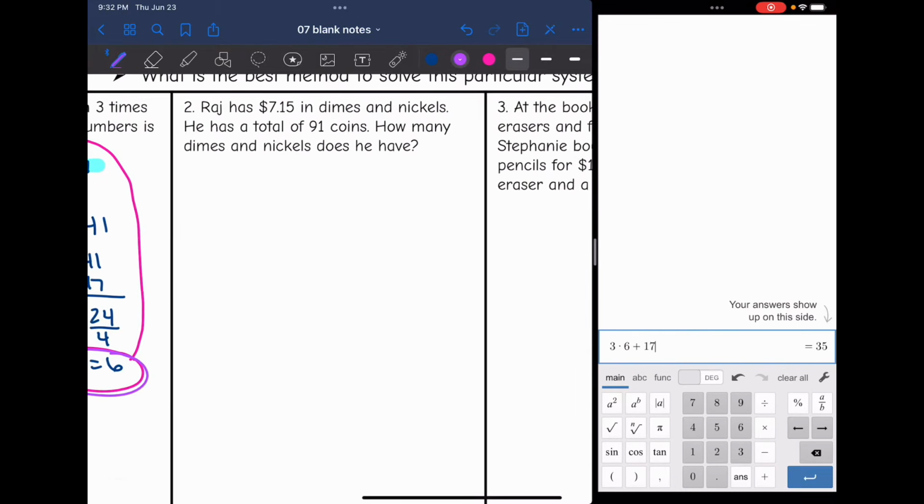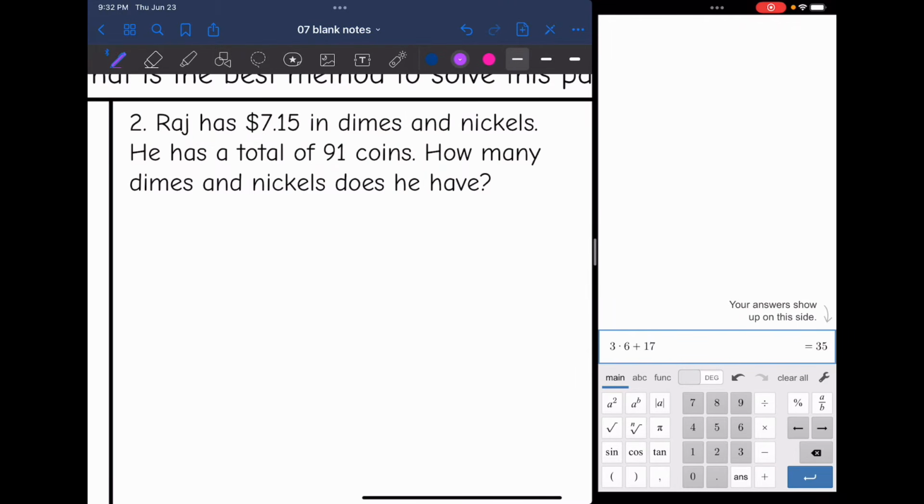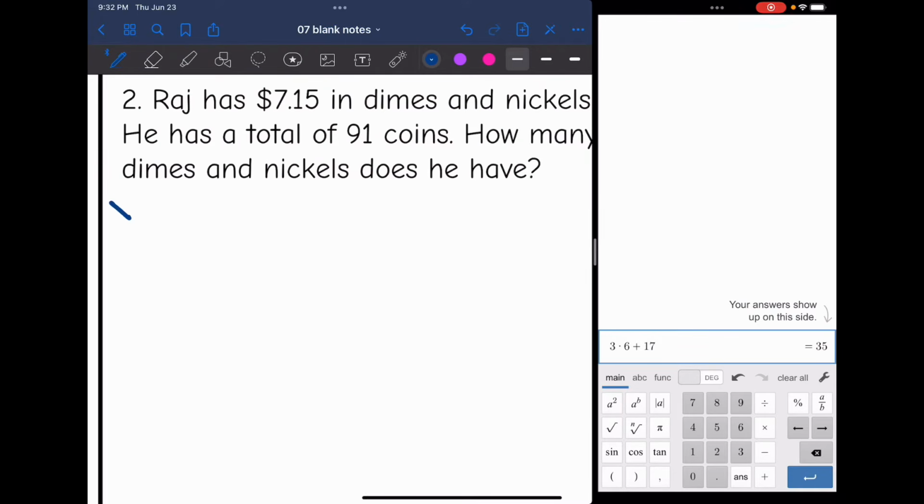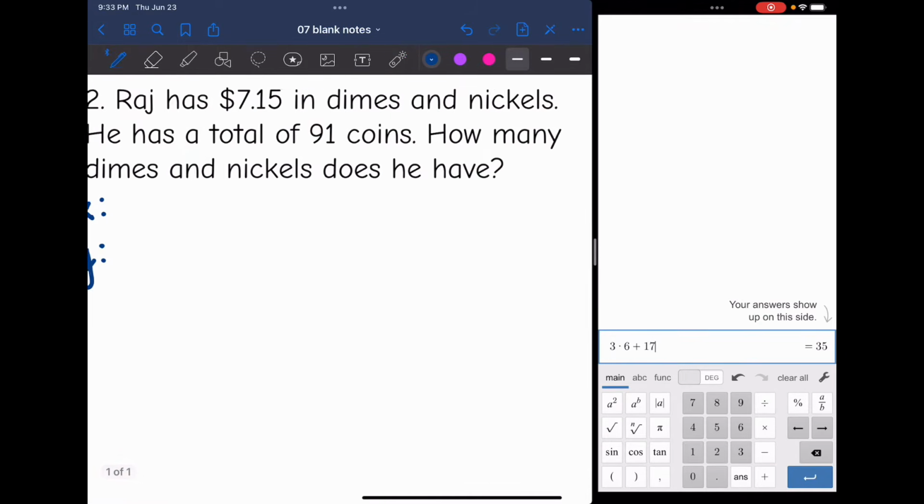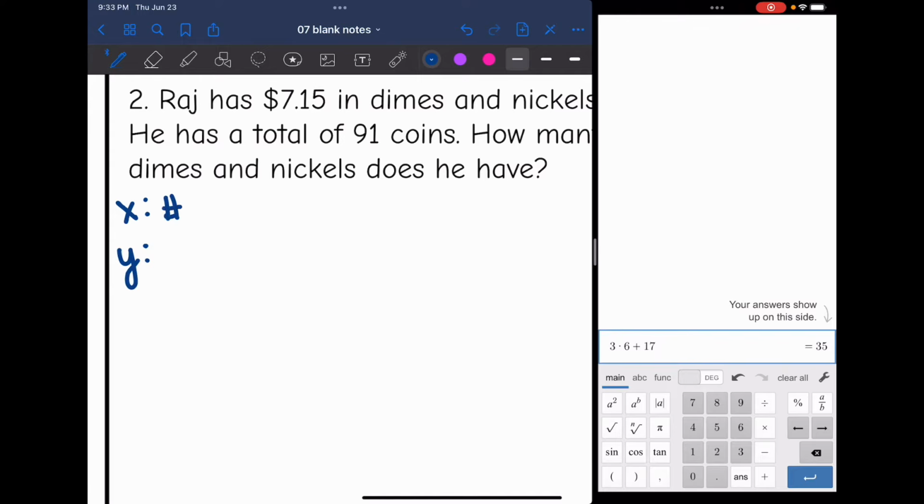All right, let's look at number 2. Raj has $7.15 in dimes and nickels. He has a total of 91 coins. How many dimes and nickels does he have? So the first thing that I want to do is define what x and y represent. So let's think about the two things in this problem. It is dimes and nickels. They're asking us to find out how many dimes and nickels. So I'm going to let x be the number of dimes, and y be the number of nickels.